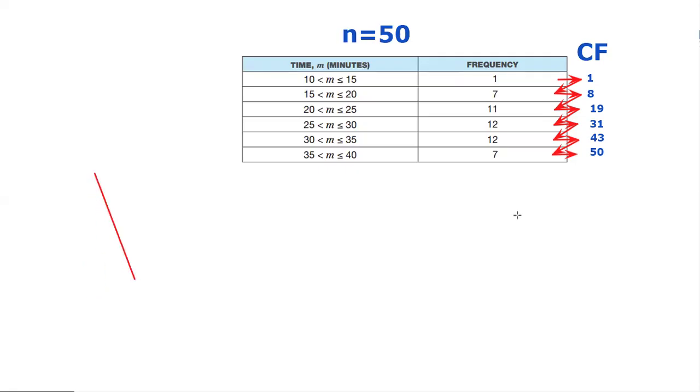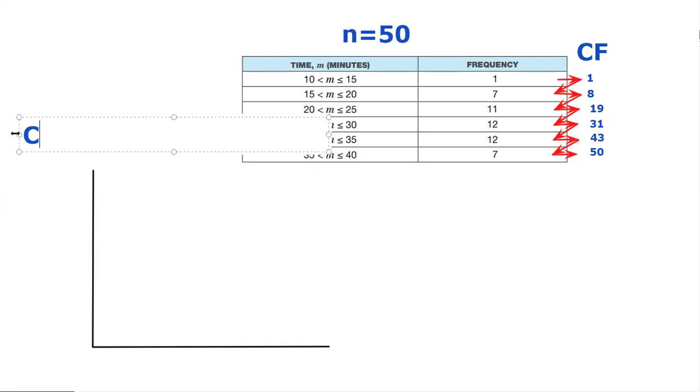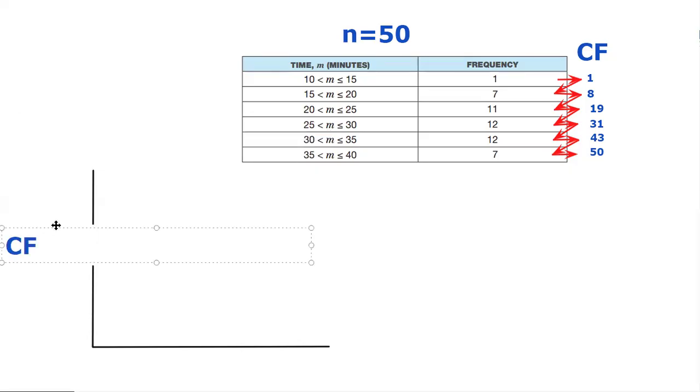So first, let me do it in black here. Here we have a horizontal line, a vertical line, and a horizontal line like this. Now you'll notice that the data is always on the horizontal line, and the cumulative frequency should be on the vertical line. This is always like that, okay? So here you're going to put the cumulative frequency.